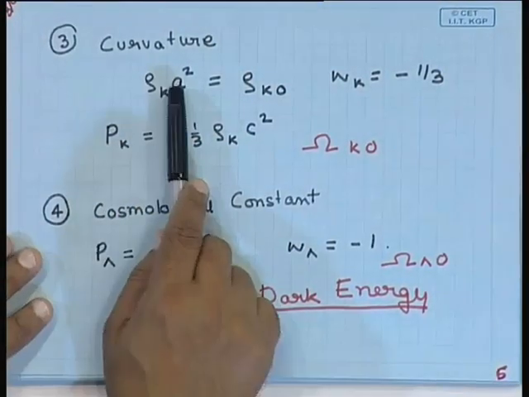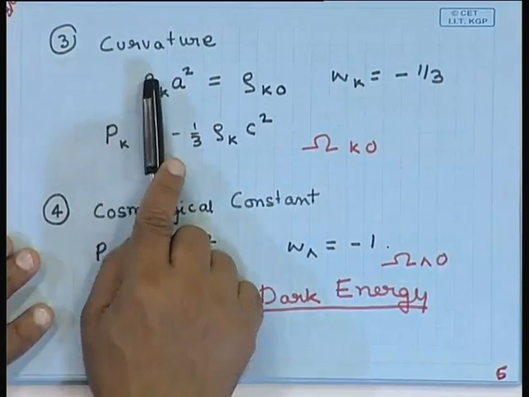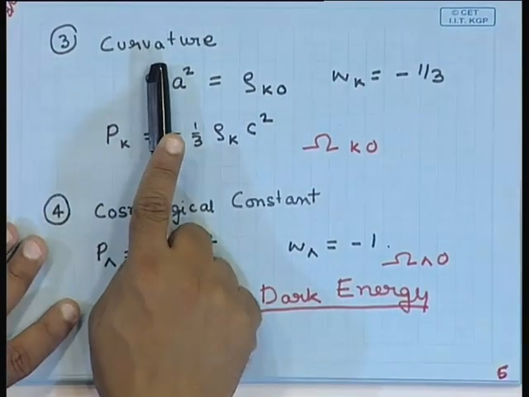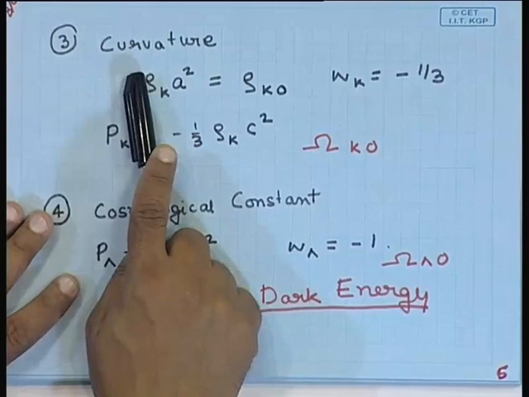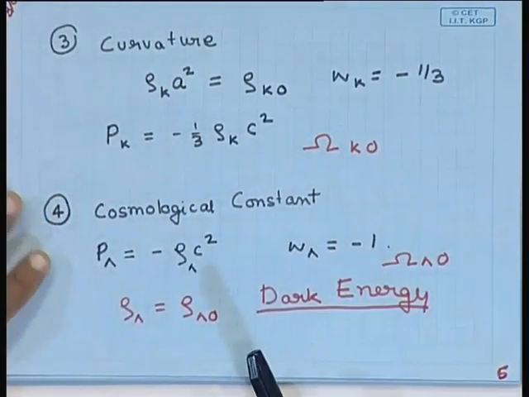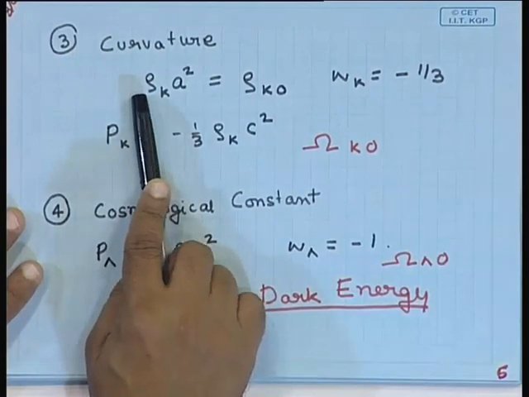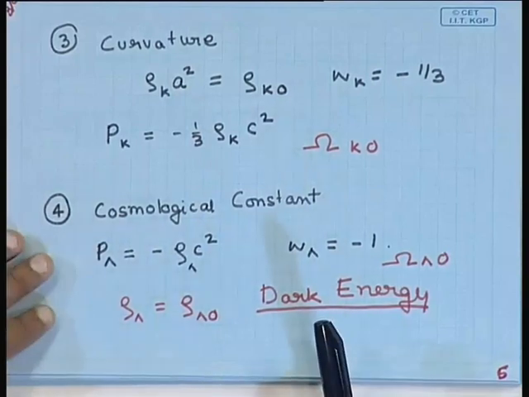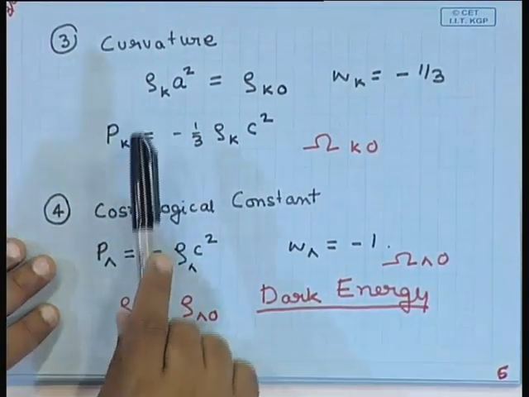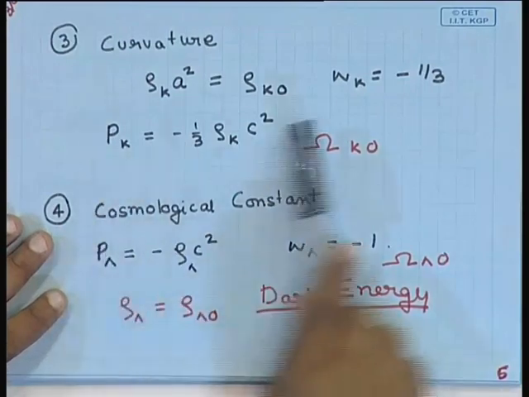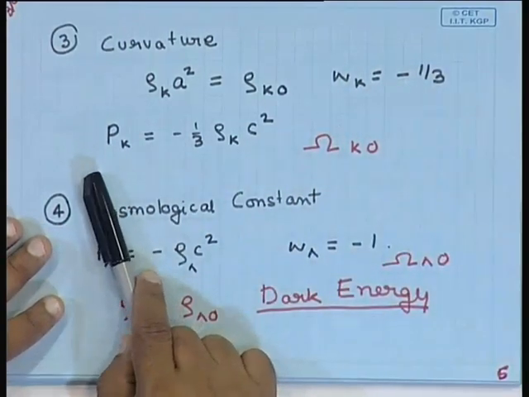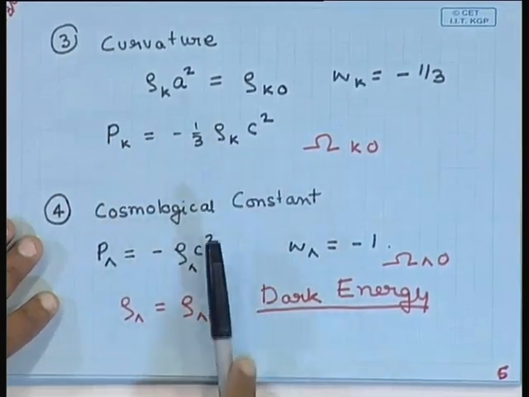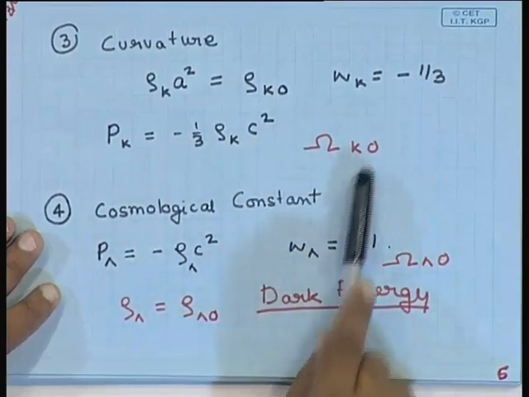Then there is the curvature component, that is where we have accommodated the constant of integration. This is not real matter, this is some fictitious kind of component which accommodates this constant of integration. The density can be either positive or negative or 0, depending on the constant of integration. Real matter would always have positive density. This has pressure minus 1/3, so the equation of state for this component is P curvature equals minus 1/3 rho curvature c square. And the density parameter here is omega k naught.